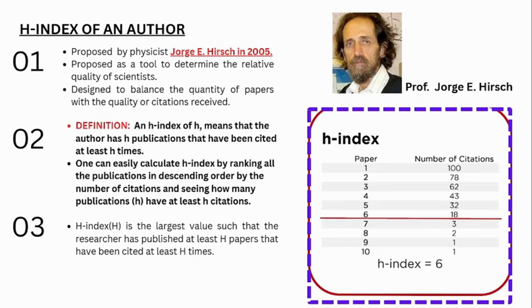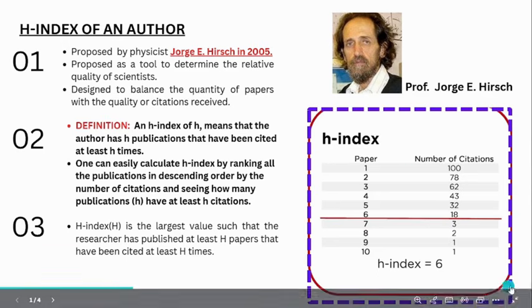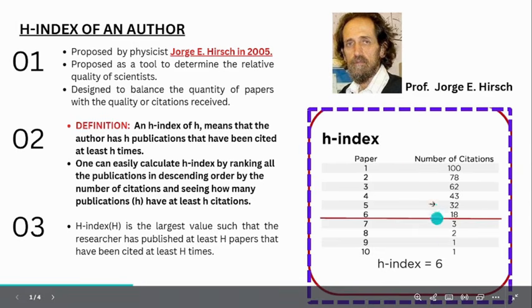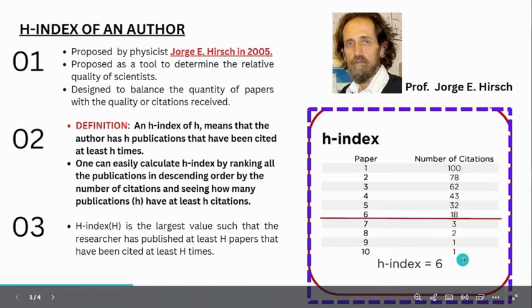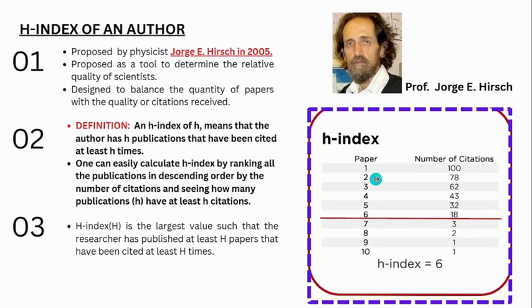Now, what we mean by this is easy to see through this example. Suppose there is an author who has 10 publications, and each publication has the number of citations written in the second column here. So that means the first publication has 100 citations, the second publication has 78 citations, the third has 62 citations, and so on.